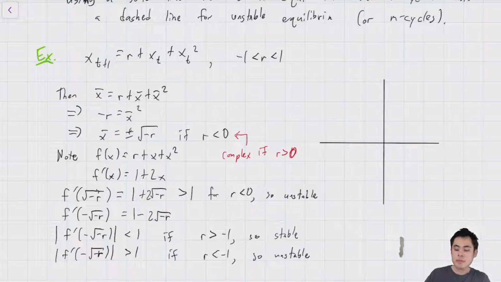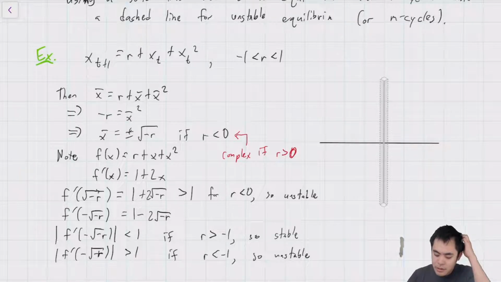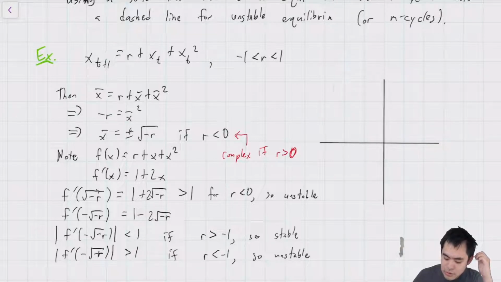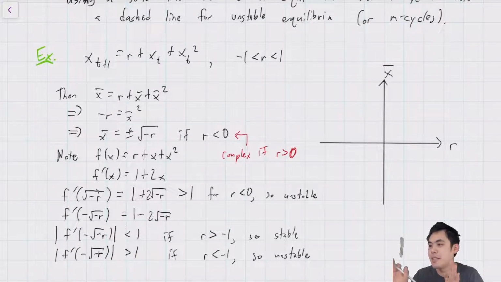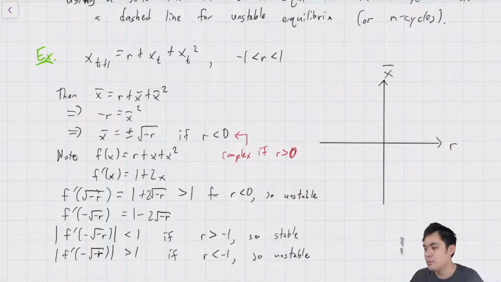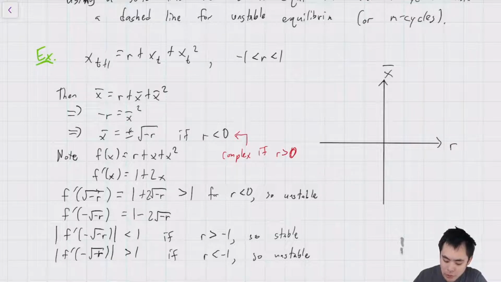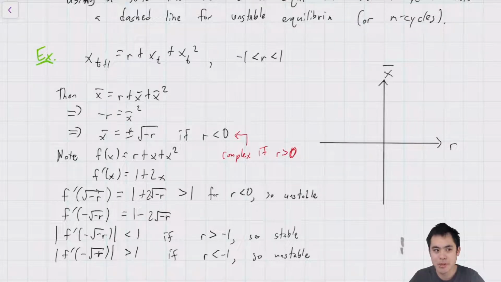Okay. So what does this look like? So this here is the r-axis, and this here, we put x bars on the vertical axis. And we know that there's nothing to the right of the vertical axis because there r is positive, and we only have equilibria if r is less than 0. So therefore, we have two different equilibria. We have the square root of minus r, and we have minus the square root of minus r.